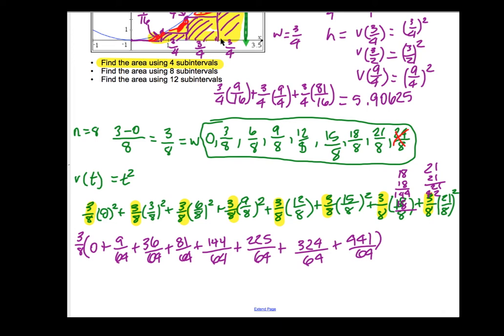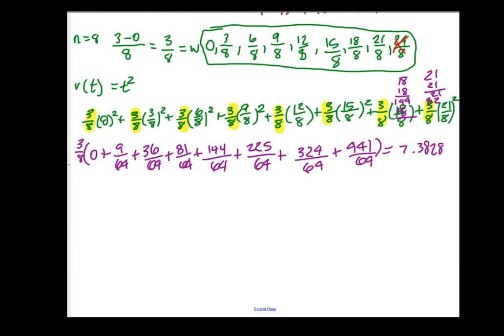So on this guy, I ended up getting 7.3828, which is closer than 5.96, but still less than where I need to be. All right. So I've shown you a couple ways. Now I left you a doozy to do on your own. You try this guy out right here. See if you can do this one, 12 subintervals, and I'll get you started.